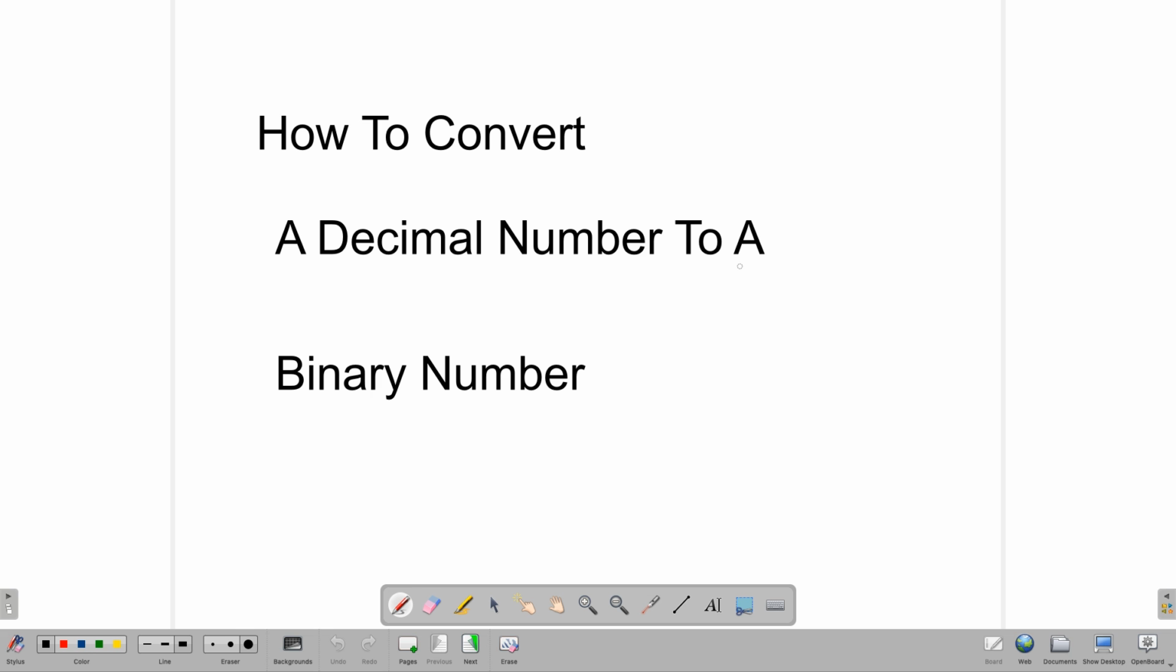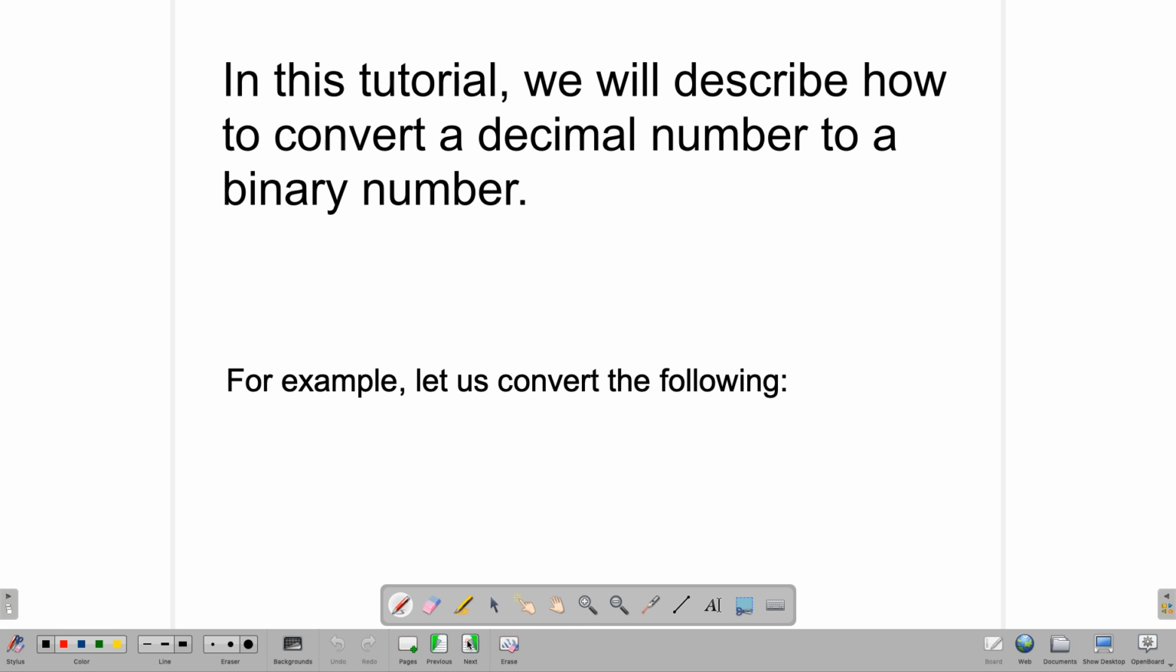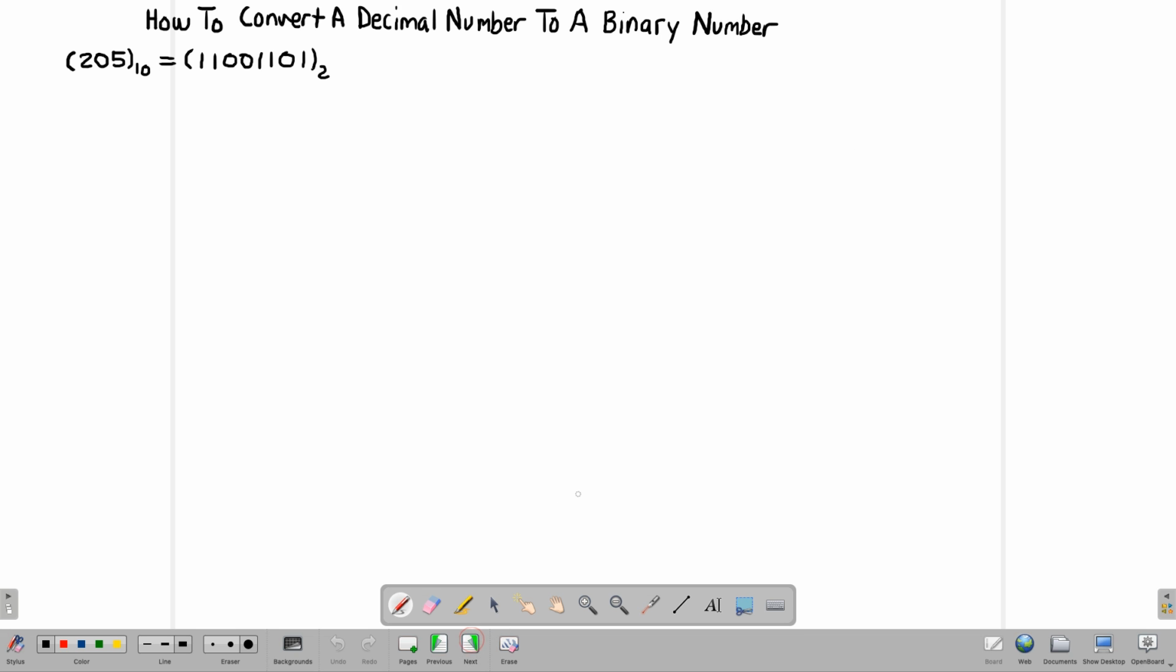How to convert a decimal number to a binary number. In this tutorial, we will describe how to convert a decimal number to a binary number. For example, let us convert the following. We're going to take the value 205, which is represented in decimal, and we're going to convert that to its binary representation.